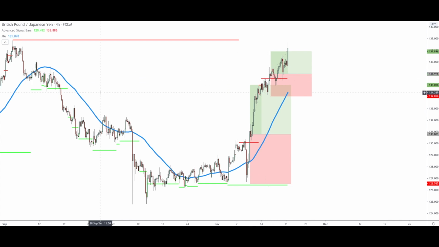Of course, if you are on the short side, you want the setup to be like this. So you want a breakdown of the green horizontal line, and you want, of course, to be below the moving average.